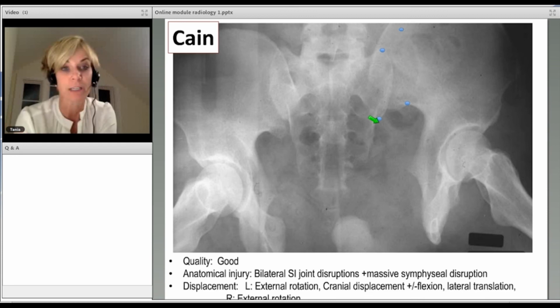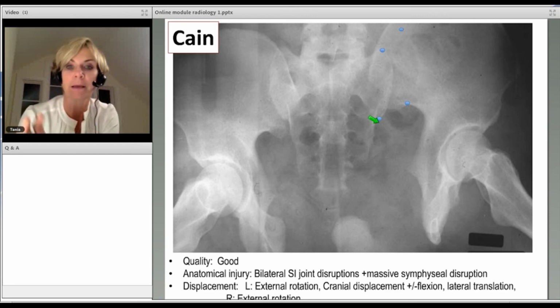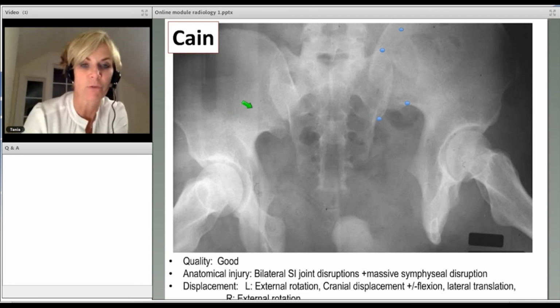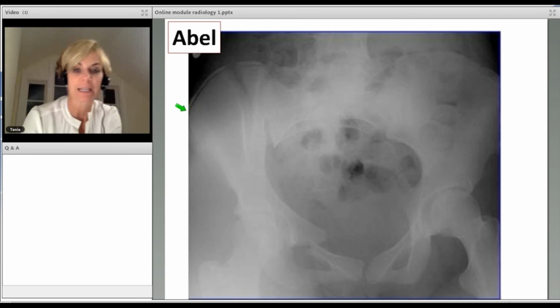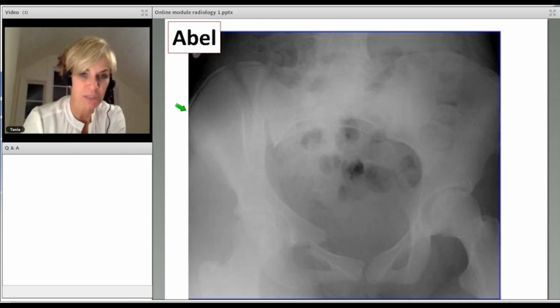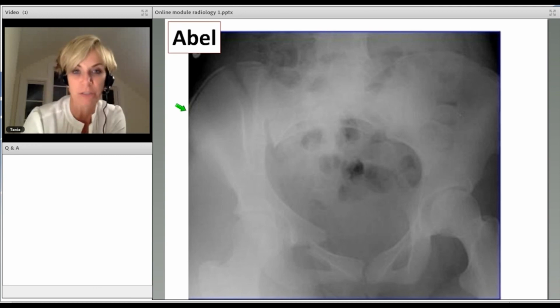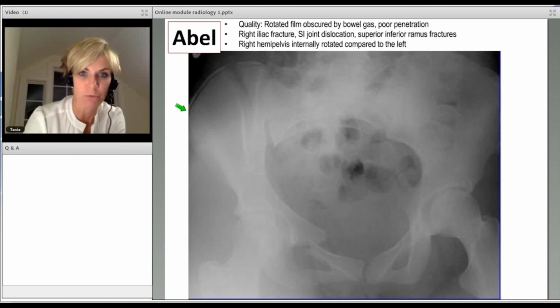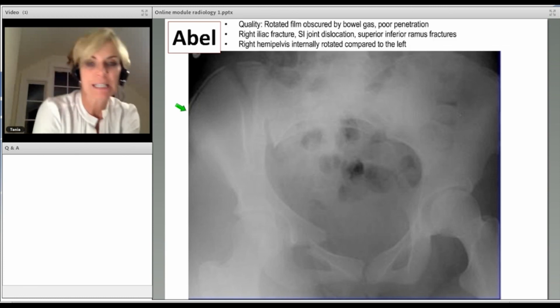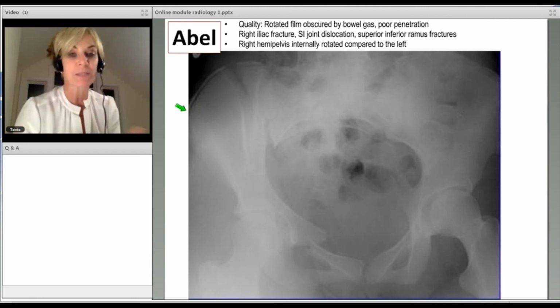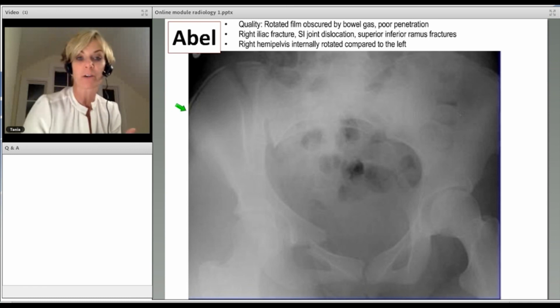This is essentially a hemipelvic dislocation on the left side versus the right side. I've got an external rotation deformity for sure, but no cranial displacement, at least that I can tell. We're going to look closer at more films for sure. And in Abel's case, well, my assessment of the quality of Abel's film is that it's not very good. I see a lot of bowel gas. There's rotational deformity. I think this isn't a great quality film, and I'm certainly going to supplement my information obtained or my suppositions made from this film with all the other pieces of radiographic inventory.